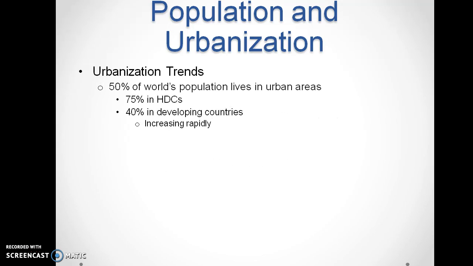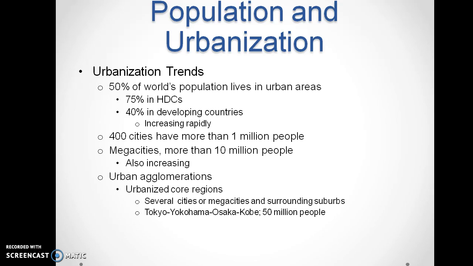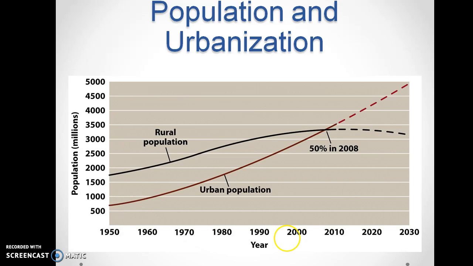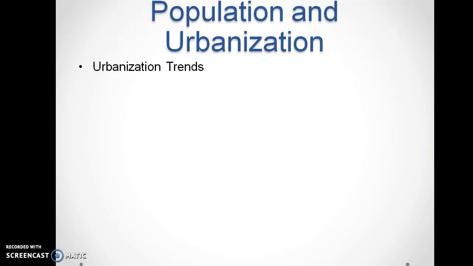So 50% of the world's population lives in urban areas. In highly developed countries, that's about 75%, and it's increasing rapidly in developing countries. We have megacities with more than 10 million people. We even have areas in Tokyo where there's over 50 million people. So this chart actually looks at how, over time, we have increasing urban populations and decreasing rural populations, more and more people moving to cities.